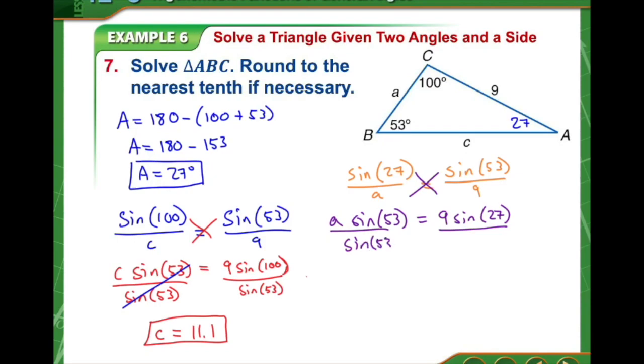So really the only thing that's changing in our calculation is that we're doing the sine of 27 instead of the sine of 100. So depending on the calculator you're using, all you got to do is just go back to it and change the 100 to 27. So that's kind of nice. And when you do that, again, rounding to the nearest tenth, we end up getting 5.1 for A.